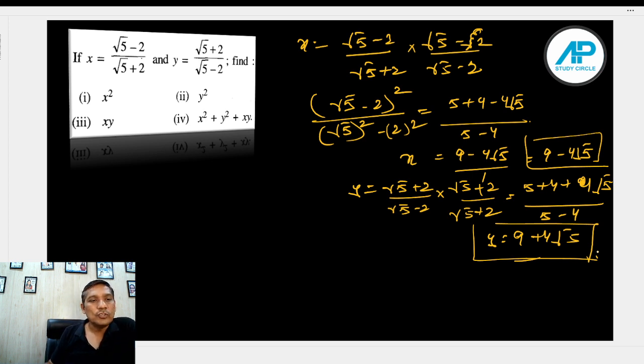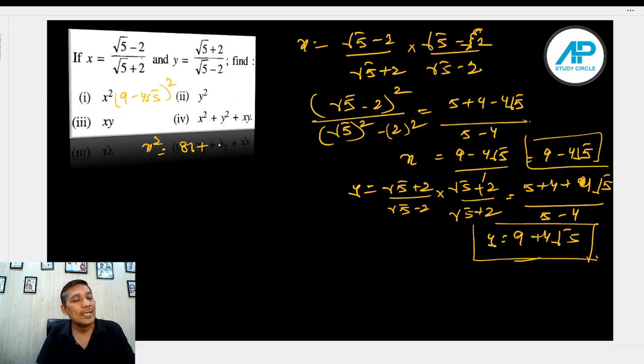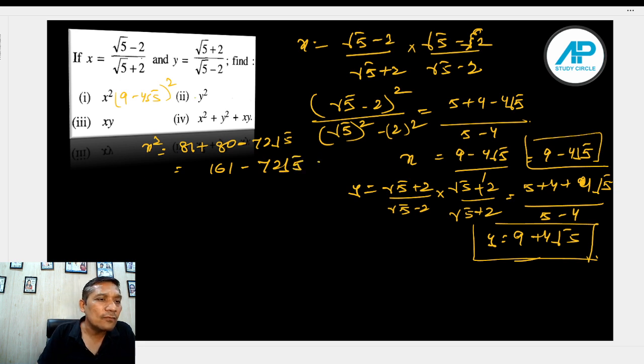Now first part, I'm doing it here one by one. You get the value of x, so that means you're squaring 9 minus 4 root 5. So x square would be 81 plus, what is the square of 4 root 5? 4 into root 5 into root 5, 16 times 5 is 80, minus 72 root 5. That gives me 161 minus 72 root 5, the value of x square.